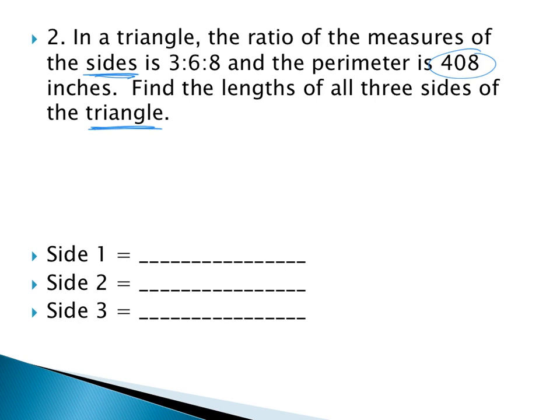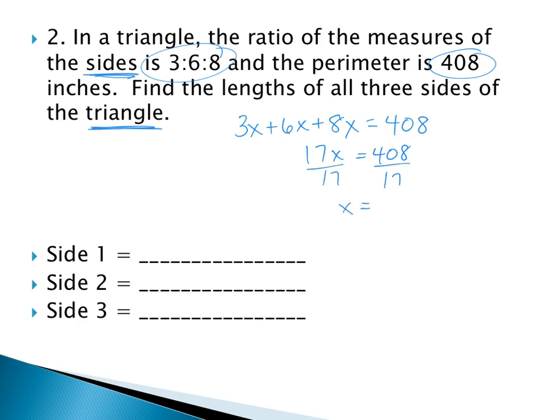So we're going to take our numbers, put x's behind them, and add them together. So our numbers were 3, 6, and 8, so we go 3x plus 6x plus 8x, and this time the perimeter is 408. Combine your like terms. 17x equals 408. Divide. X equals 24. But we are not done.